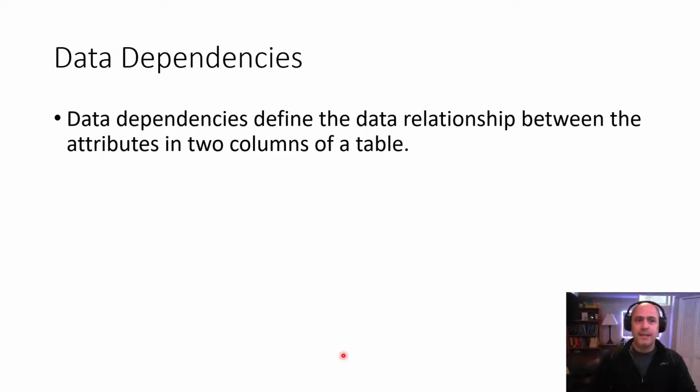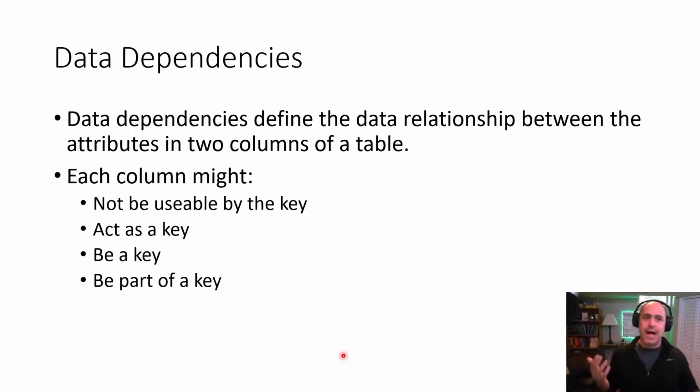So data dependencies define the relationship between the attributes in a table. And basically what you're doing is you're looking at two columns and comparing them to each other. And between two columns, A and B, one column may not be usable by the key. So if A is the key, column B cannot be used, or column A cannot be used to find a value from column B. Sometimes a column acts as the key. Sometimes a column is the key or part of a key. So those are basically all the different roles that you might have in terms of potentially problematic data dependencies.